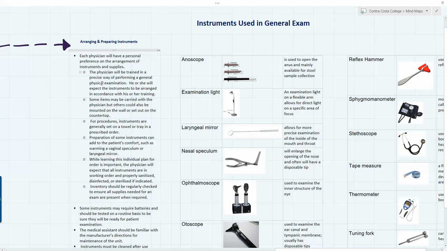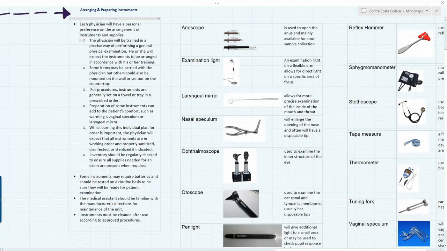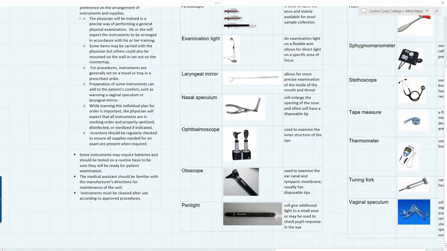Some of the other instruments may require batteries and should be tested on a routine basis to be sure that they'll be ready for patient exam. You should also, as an MA, be familiar with the manufacturer's directions for any maintenance on the units that you're using in a regular general physical exam on a consistent basis. And make sure that the instruments used for the exam are cleaned after use according to approved procedures.